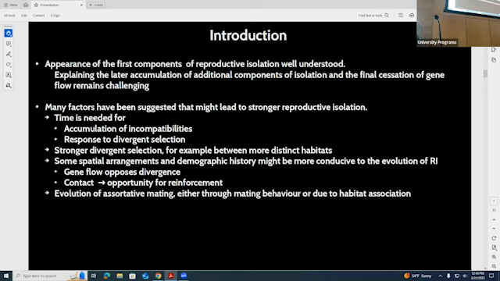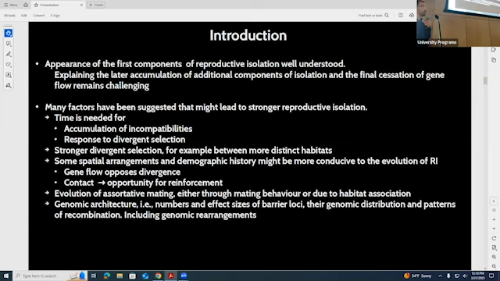Then you can have the evolution also of assortative mating, which is reproduction with individuals that are more alike. And that's obviously, if it appears in the two populations, going to create an extra barrier to gene exchange. And this can be realized through behavior or through habitat choice, for example.